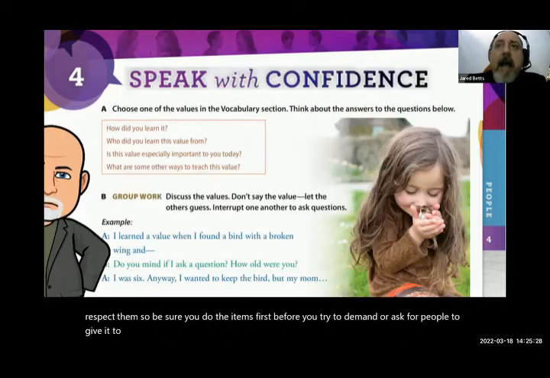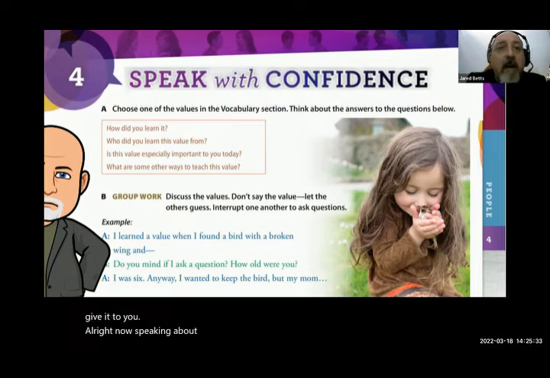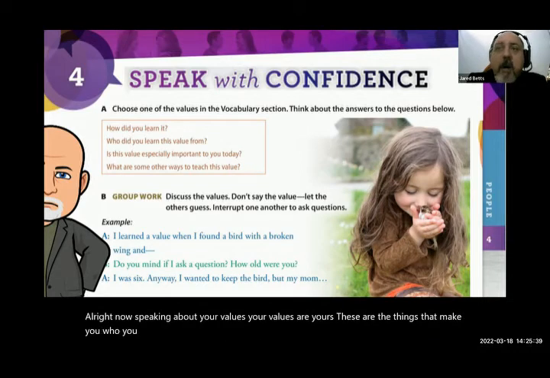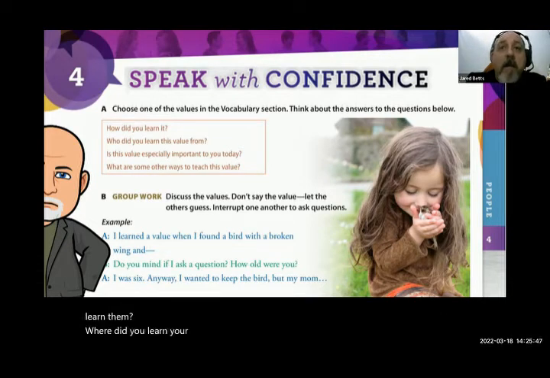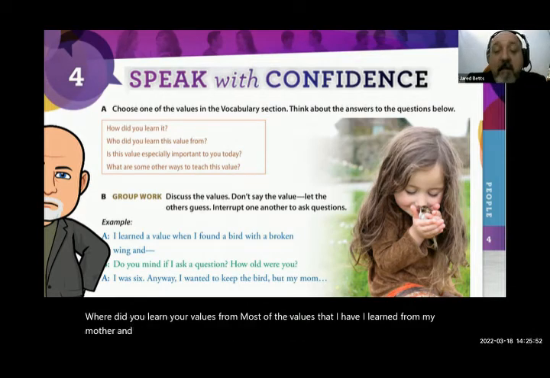All right. Now, speaking about your values, they are yours. These are the things that make you who you are. And think about some of the values that you have. Where did you learn them? Where did you learn your values from? Most of the values that I have, I learned from my mother and father. There's a few that I've learned from other people, but your values and things you've learned, who's taught you them?